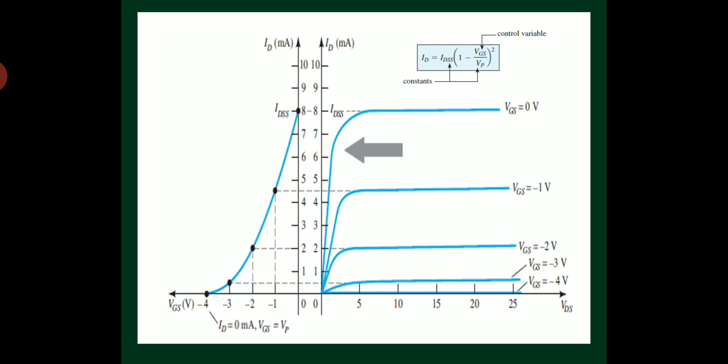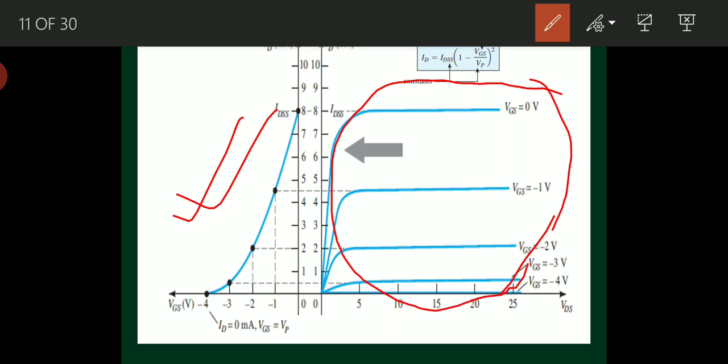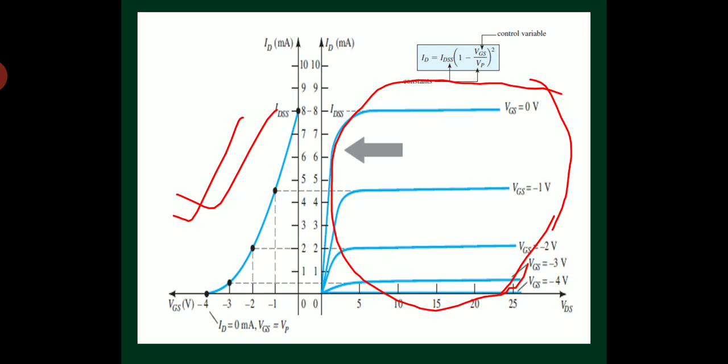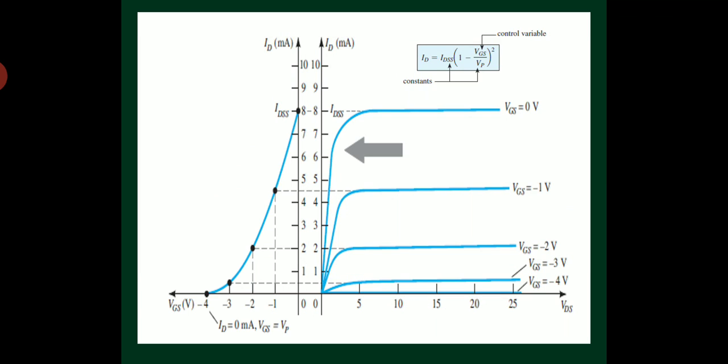Transfer characteristics of JFET can be drawn from drain characteristics, with the help of drain characteristics. Okay, so these are drain characteristics as we have seen now, and this is transfer characteristics, right? Drain characteristics are drawn between drain voltage and drain current at input voltage constant at different levels.